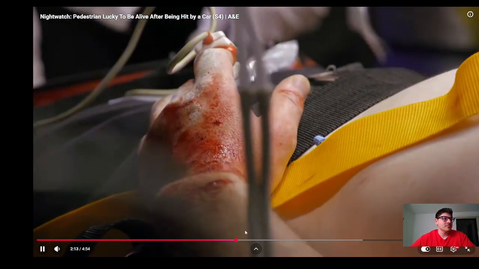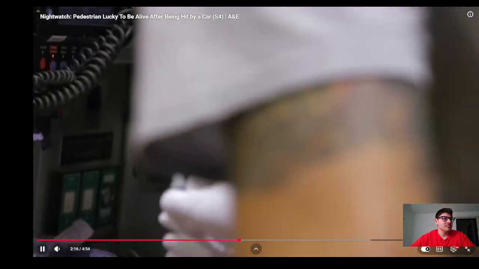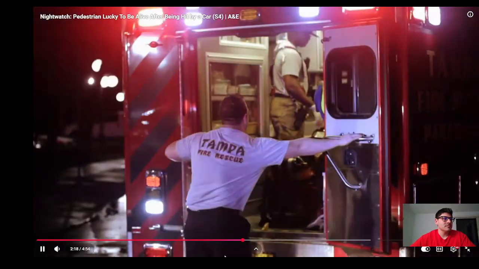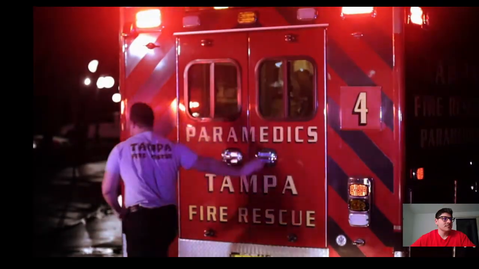All right. This guy has multiple fractures all over his body, but our number one priority is securing an airway for this patient, and this patient does not have a pulse, and we don't know why.